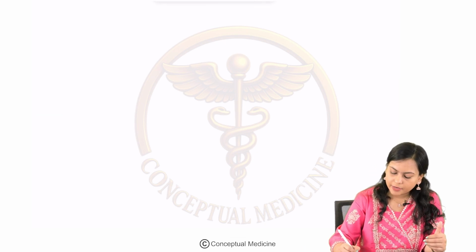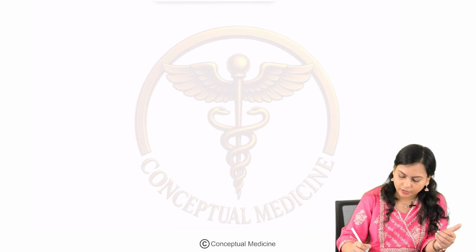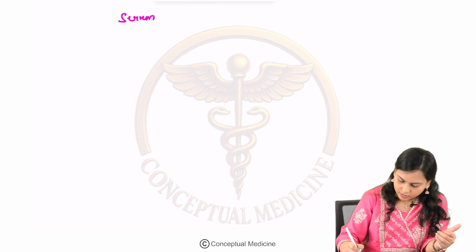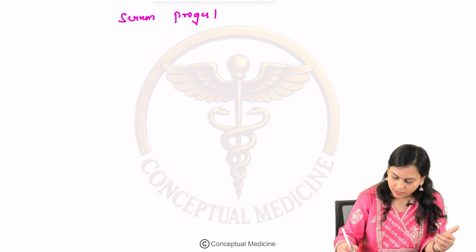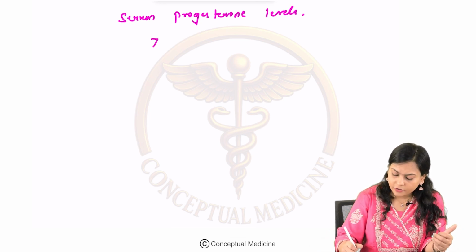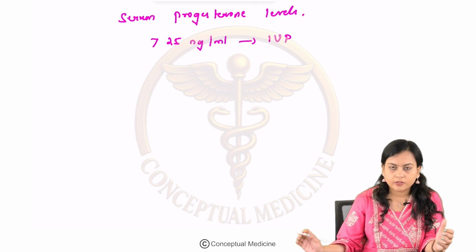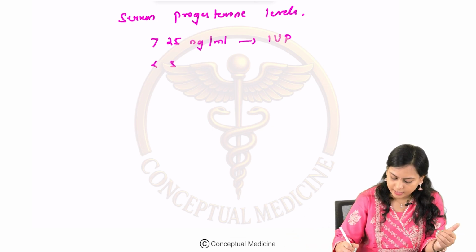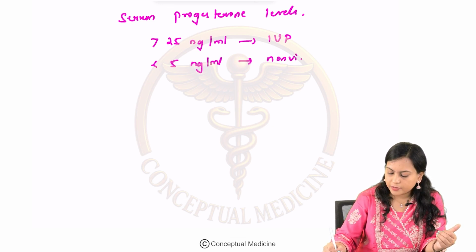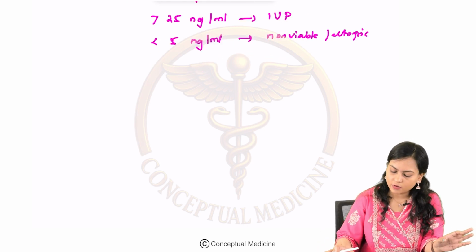Okay, and previously some other investigations were also done. We'll just have a look into that. They were also doing serum progesterone levels. If the value of progesterone is more than 25 nanogram per milliliter, then that means it is a normal intrauterine pregnancy, and if the value is less than 5 nanogram per milliliter, then it is a non-viable or an ectopic pregnancy. Anyhow, we are not doing this now.